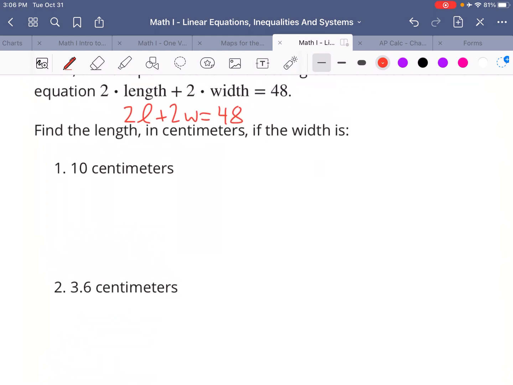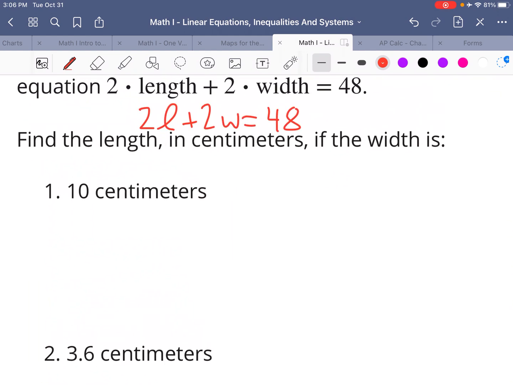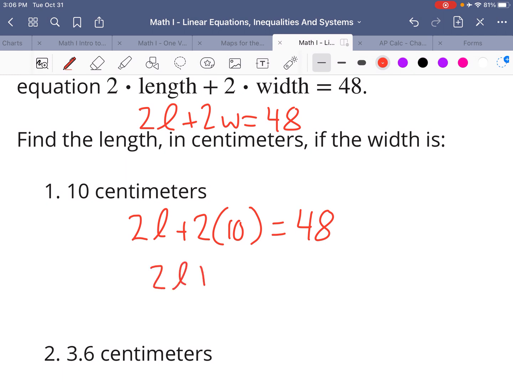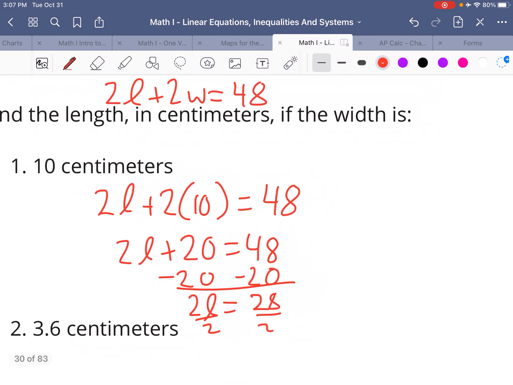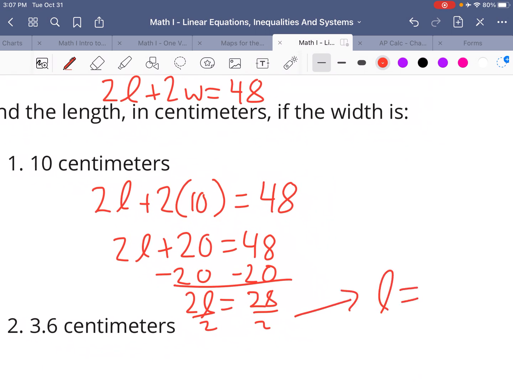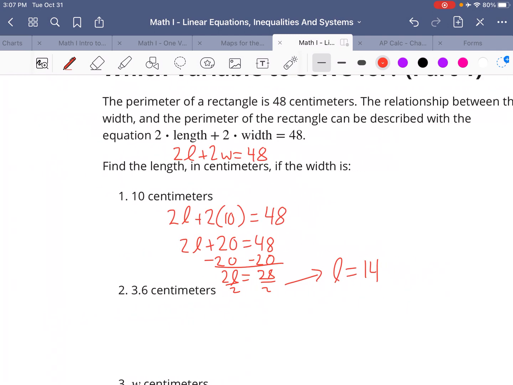So, if the width was 10 centimeters, we could take our equation, 2L plus 2 times 10 equals 48, and 2L plus 20 equals 48. This is a classic two-step equation because you subtract 20 from both sides, you get 2L equals 28, and then your second step you divide by 2 and you get L equals 14. So that was good.